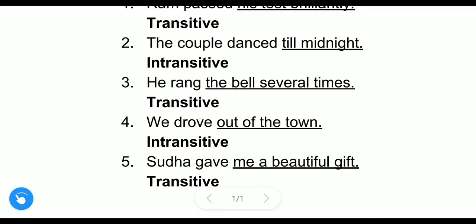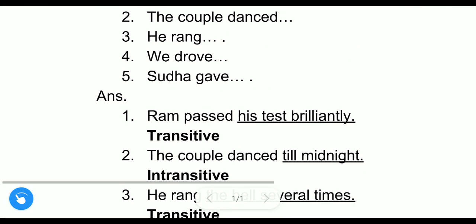Okay. So I will provide you the PDF of this whole exercise, and then you have to write it in your classwork notebook or in your grammar notebook. So let us stop. We'll end here.